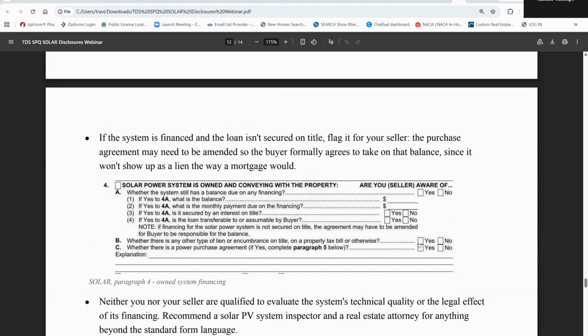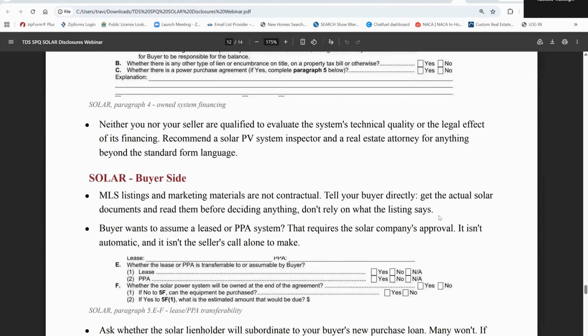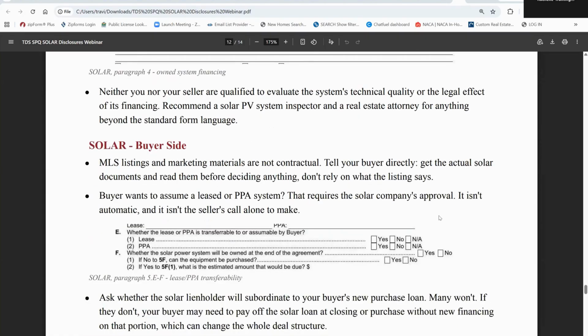If the system is financed and the loan isn't secured on title, flag it for your seller. The purchase agreement may need to be amended so the buyer formally agrees to take on that balance, since it won't show up as a lien the way the mortgage would. Neither you nor the seller are qualified to evaluate the system's technical quality or the legal effect of its financing. Recommend a solar PV system inspector and a real estate attorney for anything beyond natural form language.